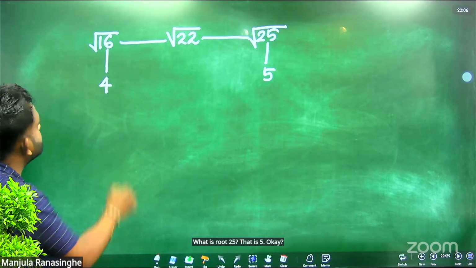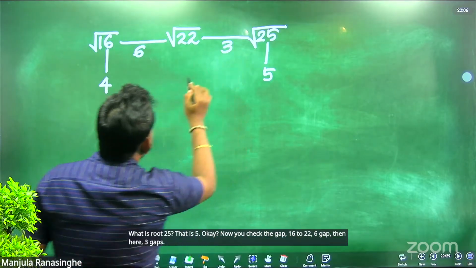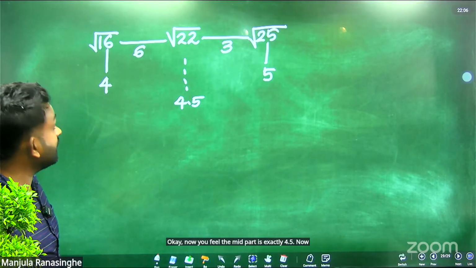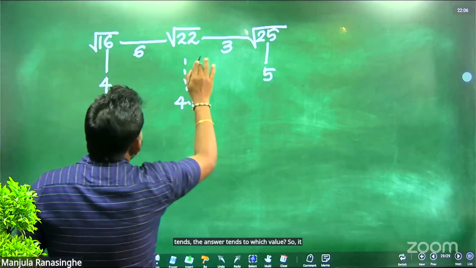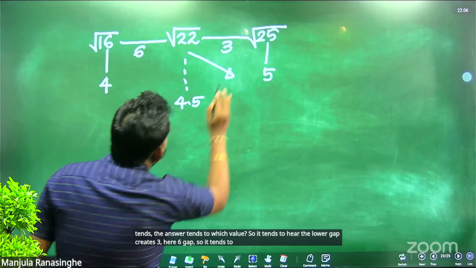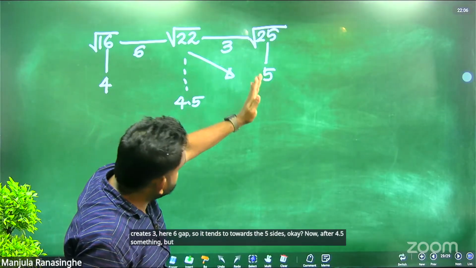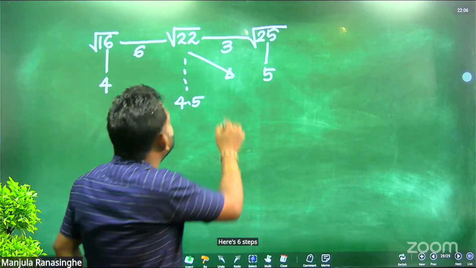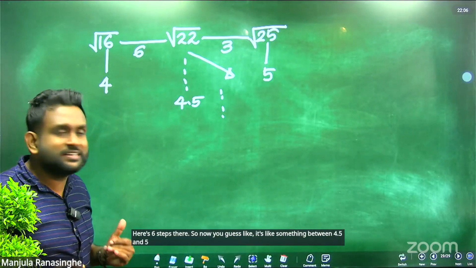Now you check the gap: from 16 to 22 is a gap of 6, and from 22 to 25 is a gap of 3. The midpoint is exactly 4.5. Now you choose which value the answer tends to. The lower gap is 6 and the upper gap is 3, so it tends toward the 5 side. It is after 4.5 but not very close to 5, because the gaps are 6 and 3. So you guess something between 4.5 and 5, like 4.7.